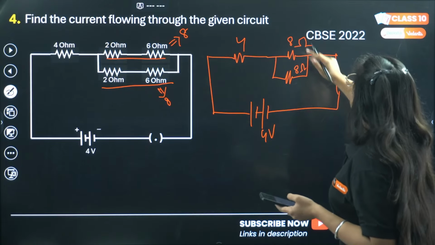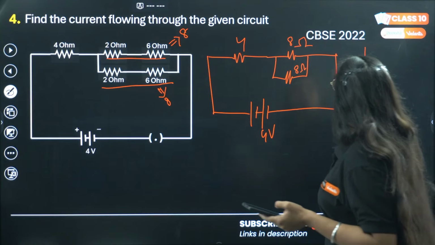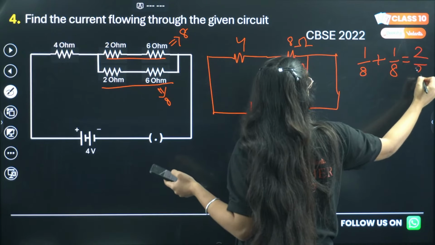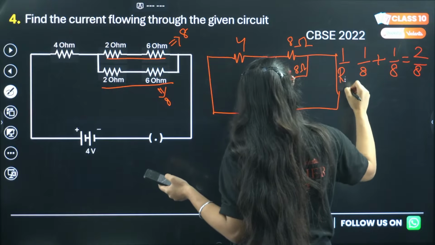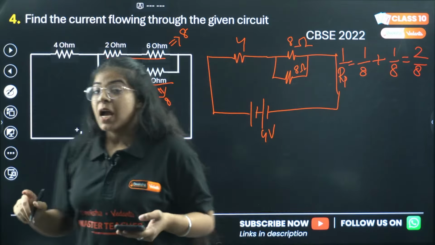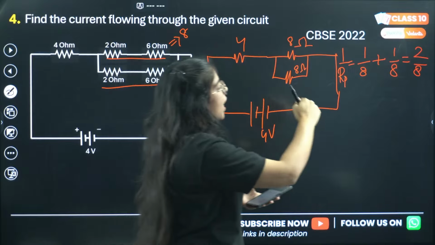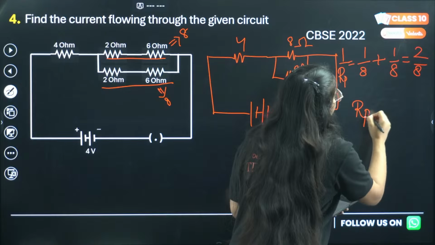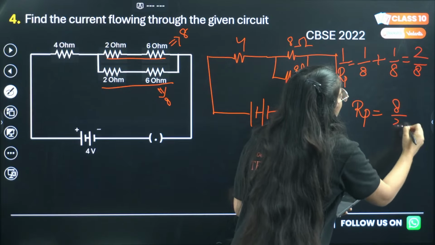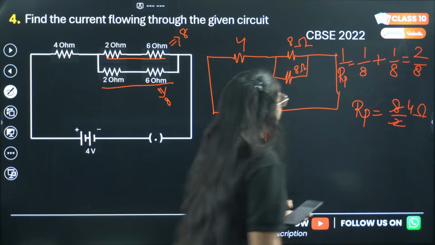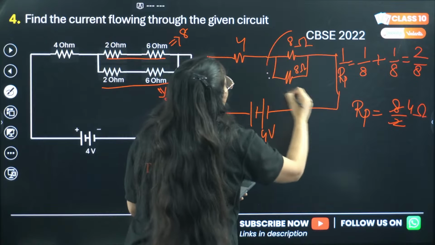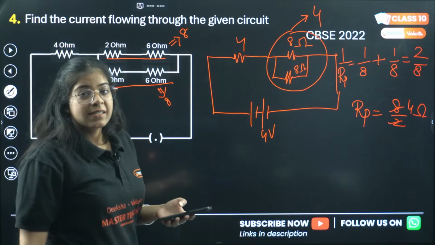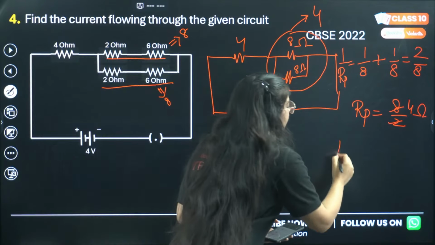Now these two are in parallel, so this will be 1/8 plus 1/8, which will be 2/8, and this is 1 by RP. Again remember, do not forget to write 1 by RP when you are calculating parallel resistances. So RP will be 8 by 2, which will be 4 ohm, and then this whole is now 4, and this whole is in series. You can directly add them.